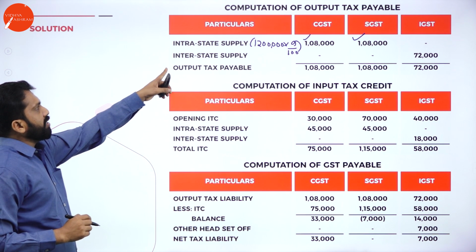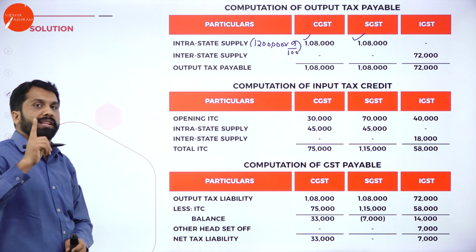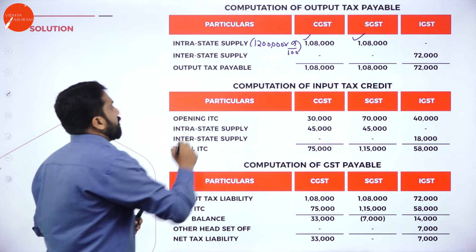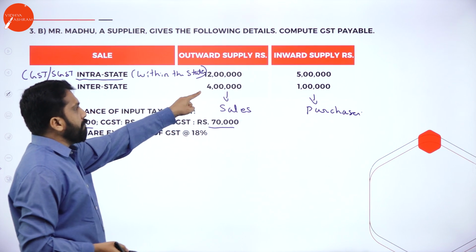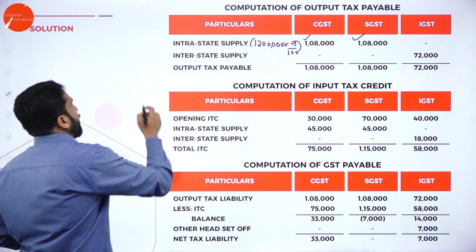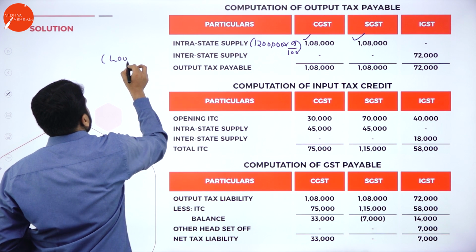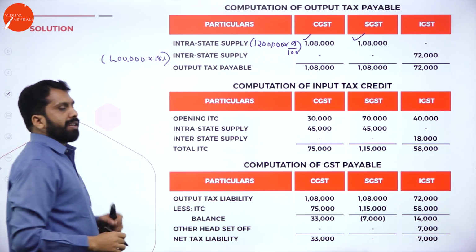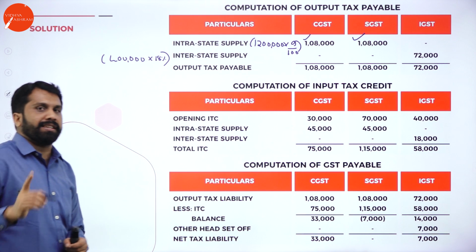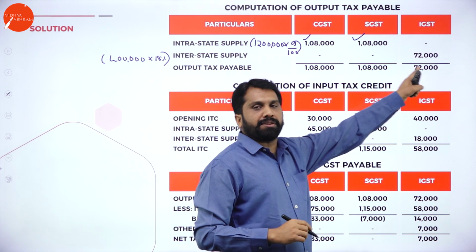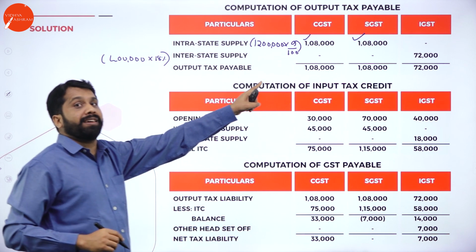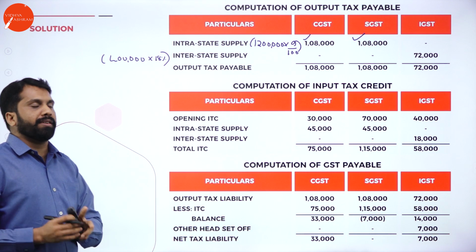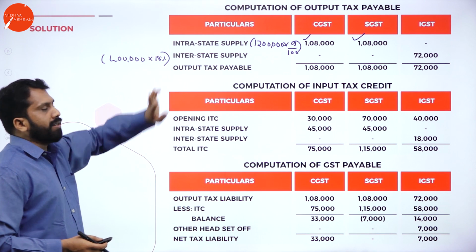Now what is the next one? Interstate. Interstate means only one, so what is that? IGST. Now in this you have 4 lakh. For 4 lakh, what is the percentage? 18%. If you calculate 18%, you will get 72,000. 72,000 will come where? Yes, 72,000 will come for IGST. Hope you understood. These are outward supplies.